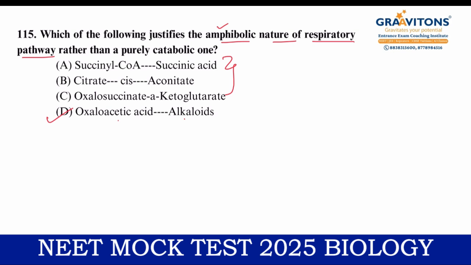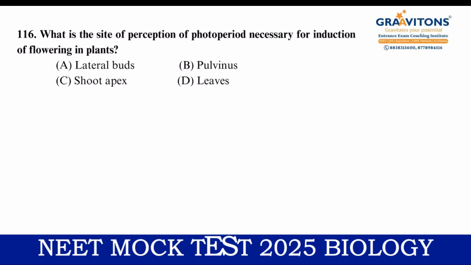The next question, what is the site of perception of photoperiod necessary for induction of flowering in plants? So which organ of the plant receives light? Organ of perception. It is leaves.